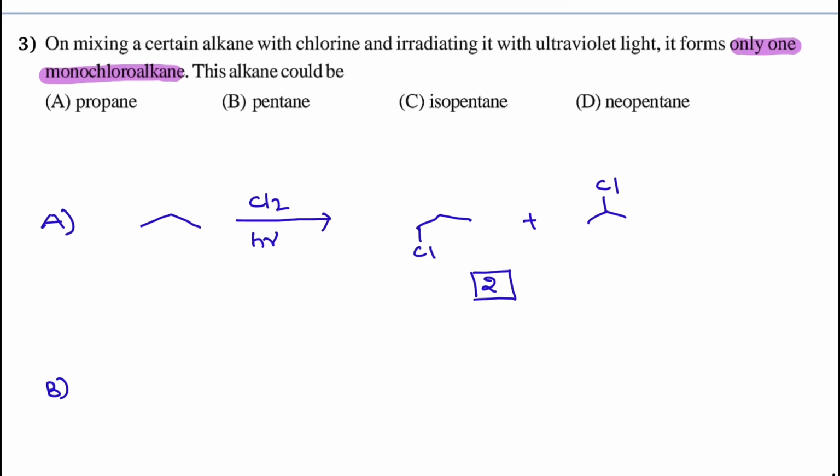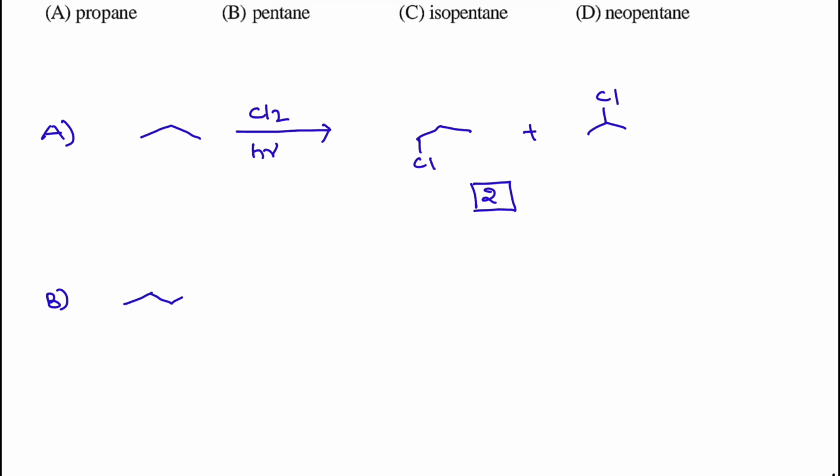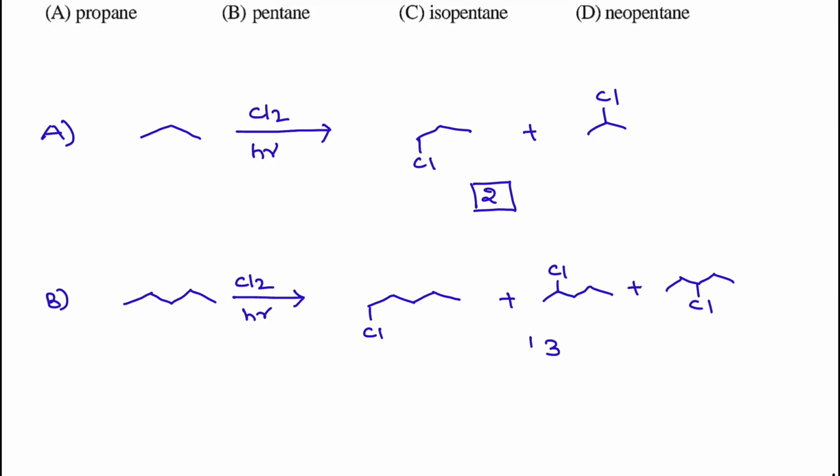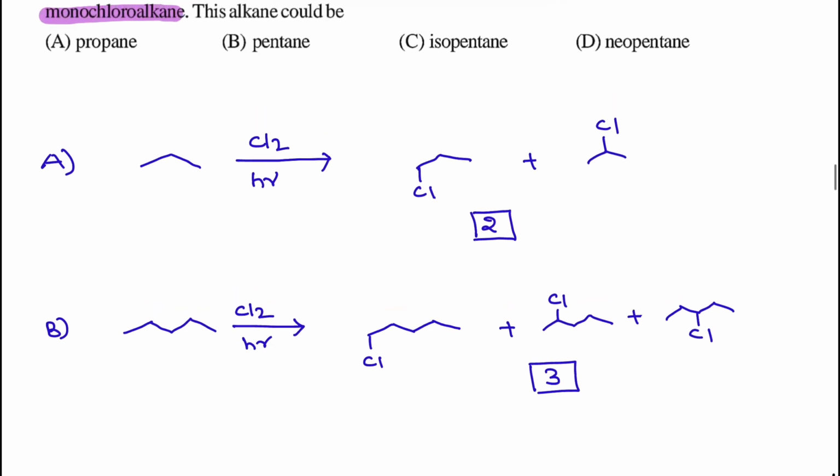Next, B, if you take pentane, when it is subjected to monochlorination, this also gives more than one. 1-chloropentane, 2-chloropentane, 3-chloropentane. So if you take the structural isomers, we are getting 3. But if you include stereoisomers, there is one chiral center, therefore one enantiomer will be obtained. So at least you are getting 3 structures.